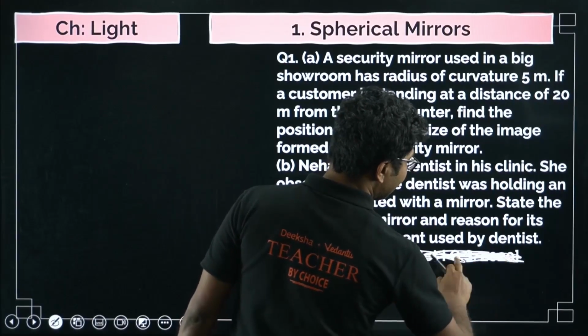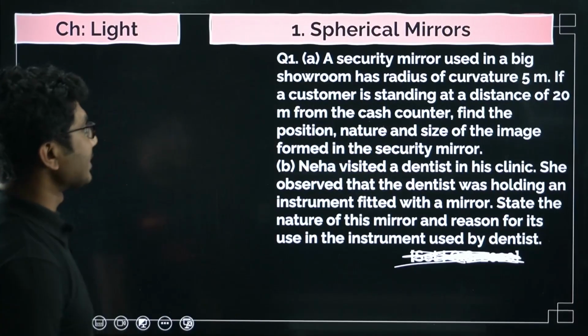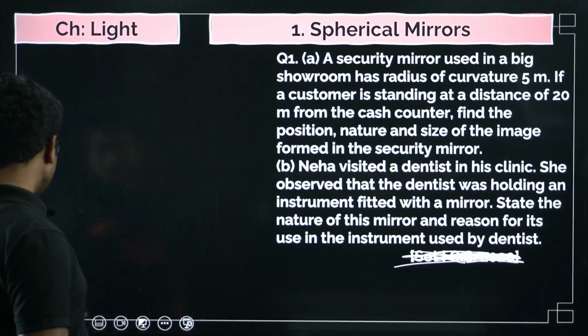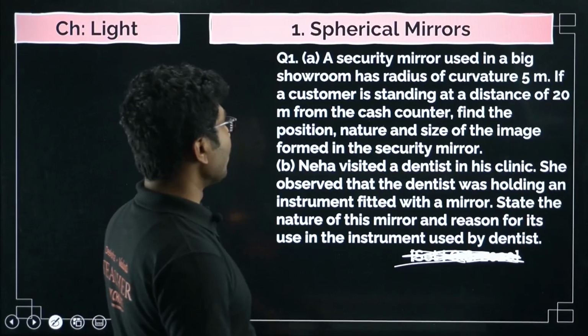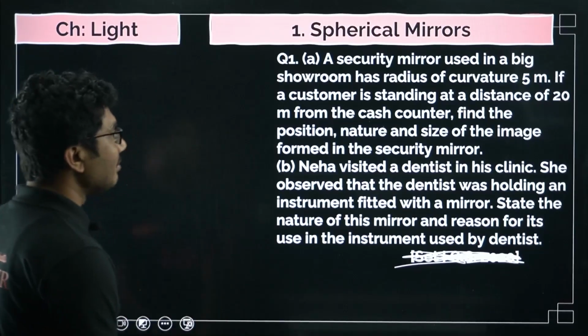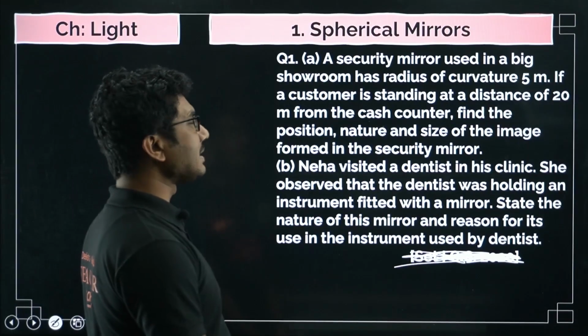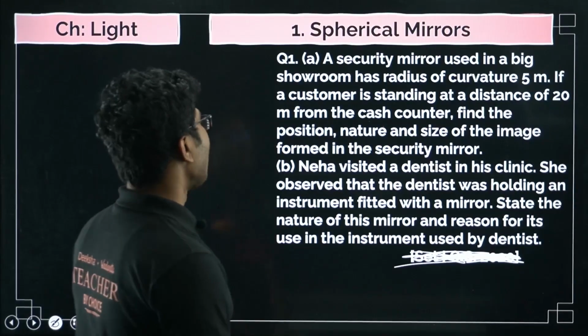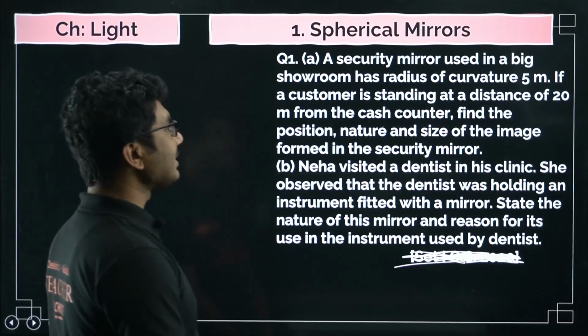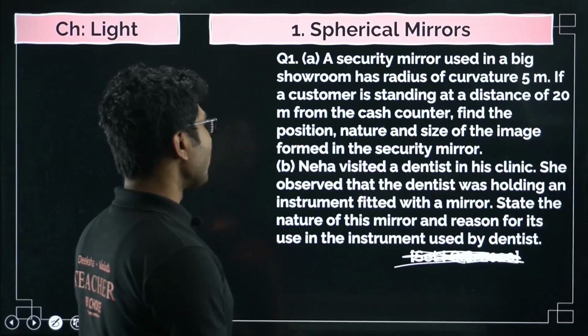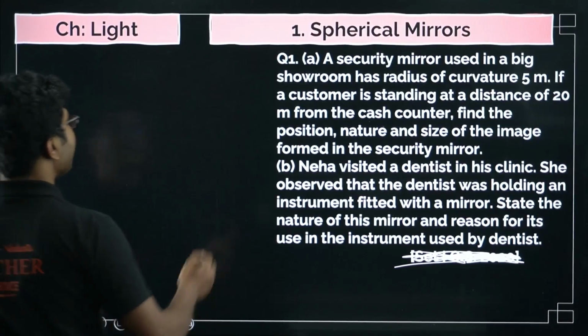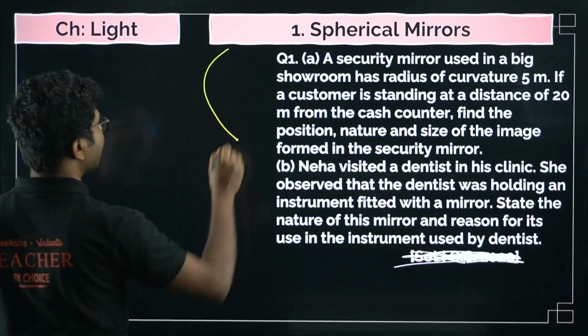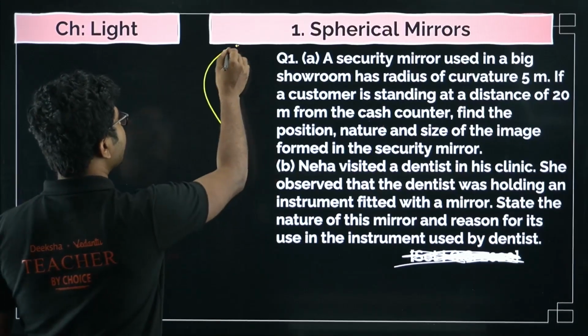Okay, so let's see the question. First question: a security mirror used in a big showroom has radius of curvature 5 meter. If a customer is standing at a distance of 20 meter from the cash counter, find the position, nature and size of the image formed in the security mirror. Now security mirror is basically a convex mirror. It is not a concave mirror, it is a convex mirror.